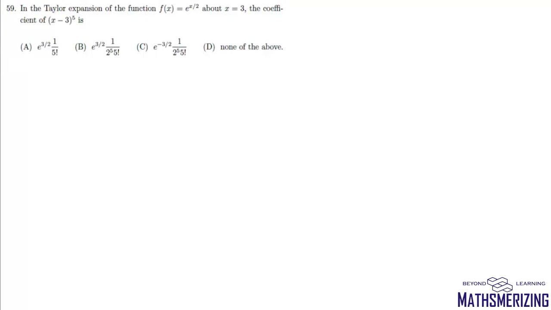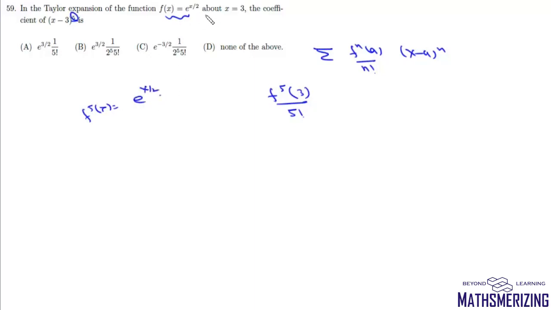Now question number 59 is, in the Taylor's expansion of this function f(x) equals e to the power x by 2 about x equals 3, the coefficient of (x minus 3) to the power 5 is. So we know that coefficient of any (x minus a) to the power n is f^n(a) upon factorial n. So coefficient of (x minus 3) to the power 5 will be f^5(3) upon factorial 5.